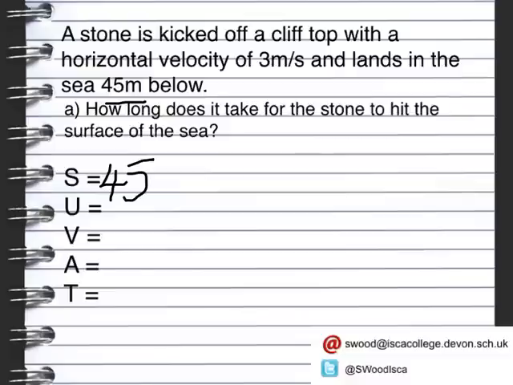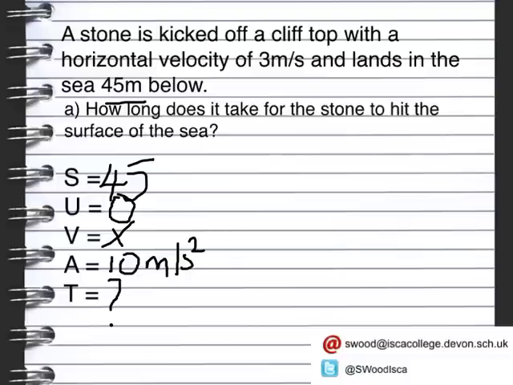Okay, an initial velocity. Now, a stone is kicked off a cliff, so we're assuming that the vertical velocity is 0, so we can write in 0. A final velocity, when it hits the sea, we don't know. The acceleration due to gravity is equal to 10 meters per second squared. Usually you'll be given that in the exam question, but we do need to be aware that acceleration due to gravity is 10 meters per second squared, and then t for time is a question mark.